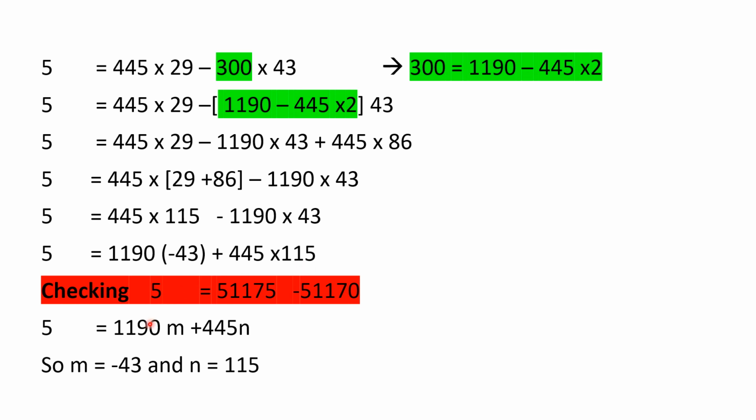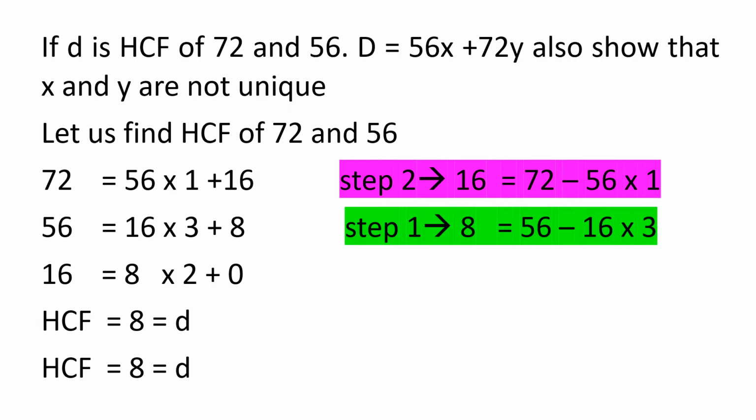So check: 1190 into 43 will be 51170. 445 into 115 will be 51175. When you subtract you will get 5. 5 equal to 1190m plus 445n. So m equal to minus 43, n equal to 115. So here you see the last problem, very easy.